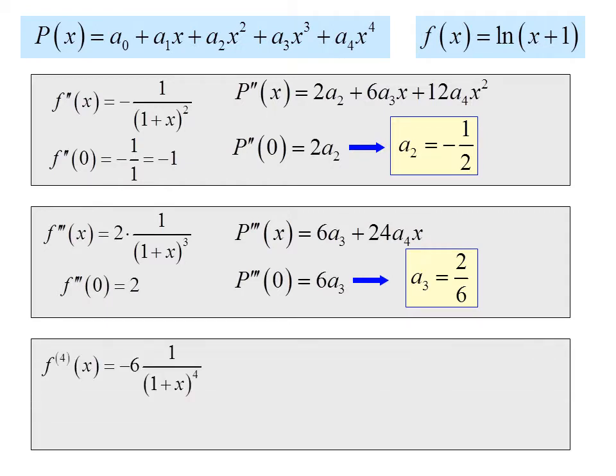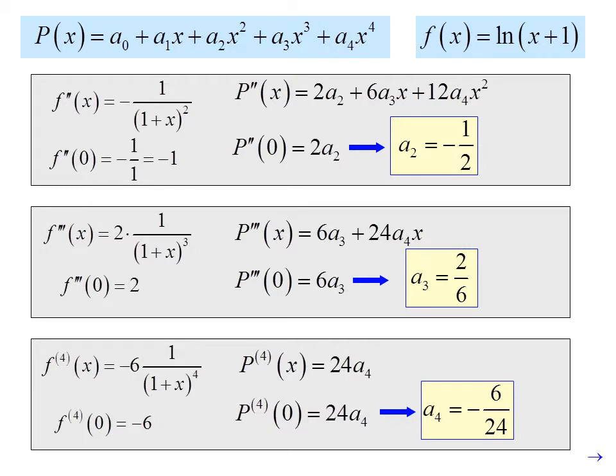The fourth derivative at x becomes negative 6 times 1 over (1 plus x) quantity to the fourth. So the fourth derivative at 0 is negative 6. Taking the derivative of the third derivative, we find the fourth derivative of p is 24 a sub 4. So the fourth derivative at 0 is still 24 a sub 4. Since the fourth derivative should be equal to negative 6, we solve for a sub 4 and get negative 6 over 24.